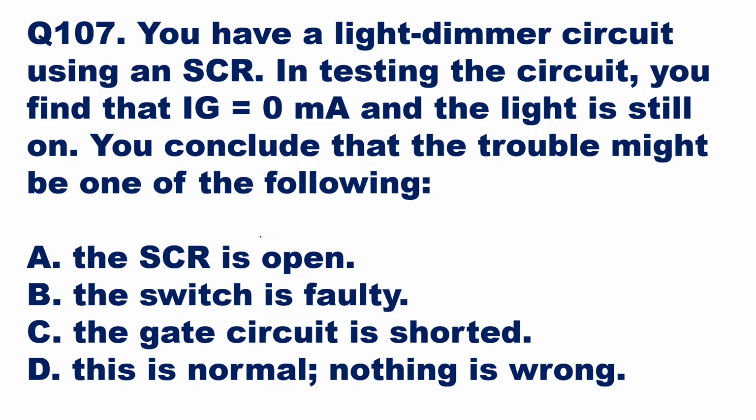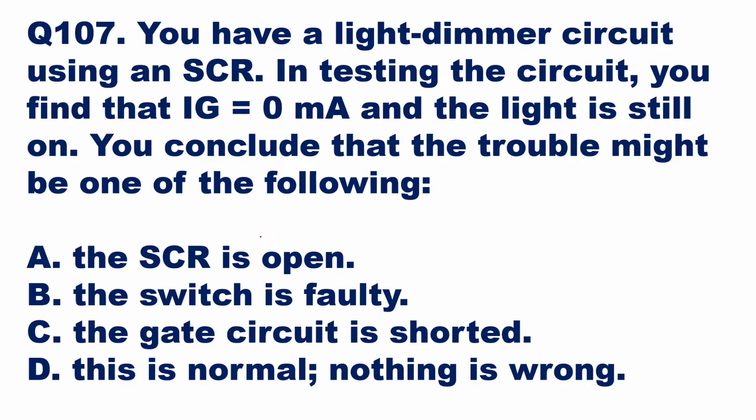You conclude that the trouble might be one of the following. Gate current is 0, the SCR is not going to do any work, and the light is on. That means the circuit is normal. You have not done any dimming action. There is no switching of the control element. There is no gate current flowing. The light is still on.